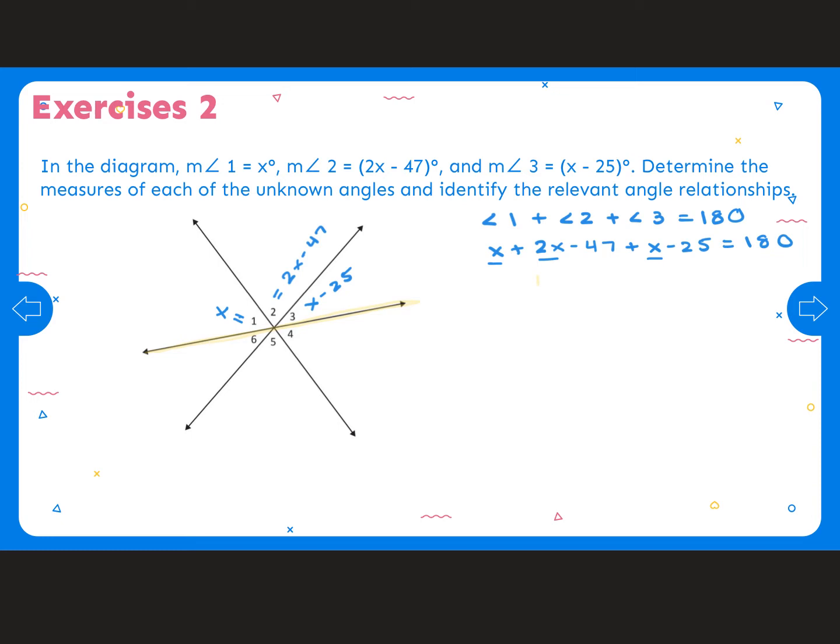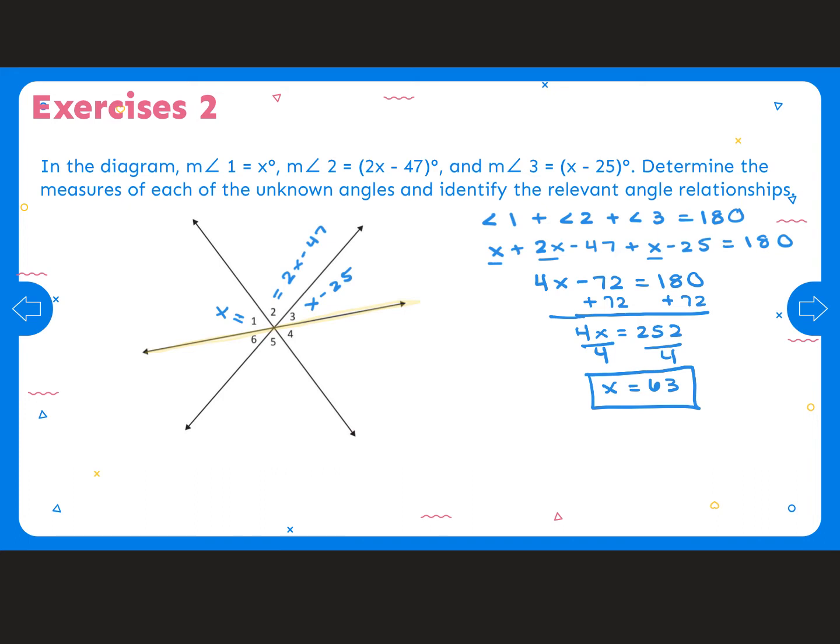Then I have negative 47 minus 25, which gives me negative 72, and that is equal to 180. All right, we're going to add 72 to both sides. We get that 4x is equal to 252. Divide both sides by 4, and we get that x is equal to 63.